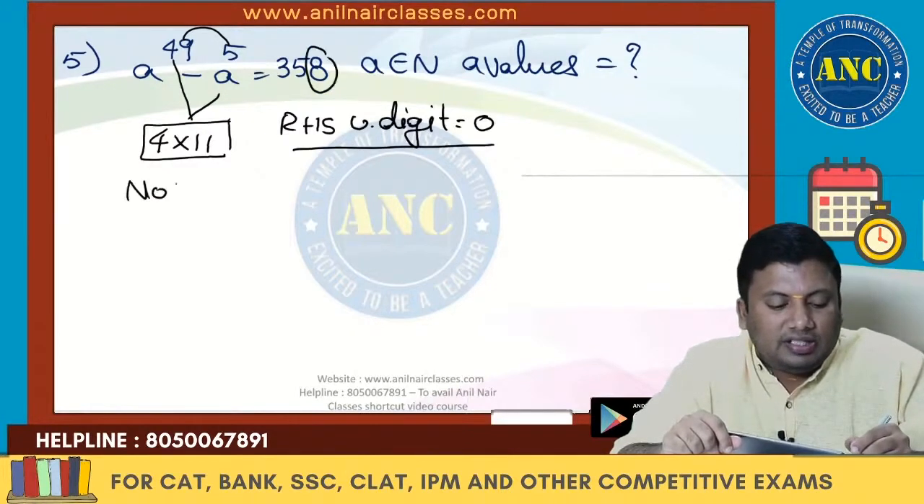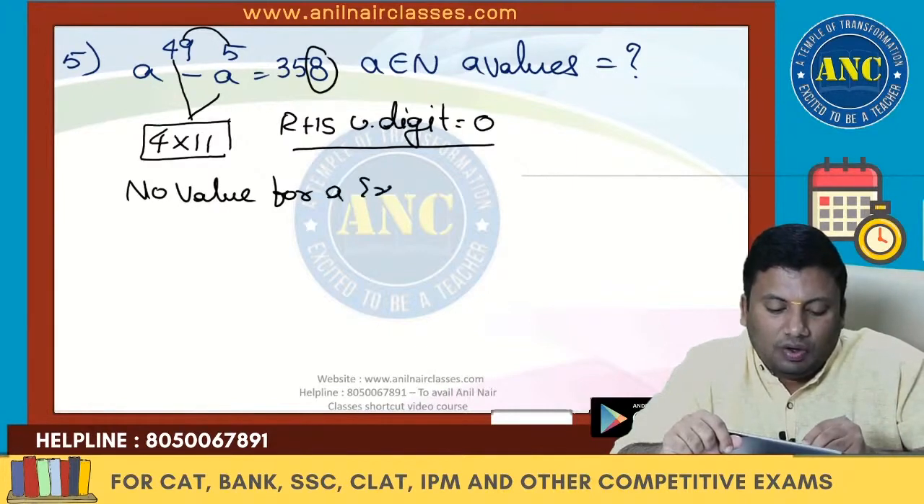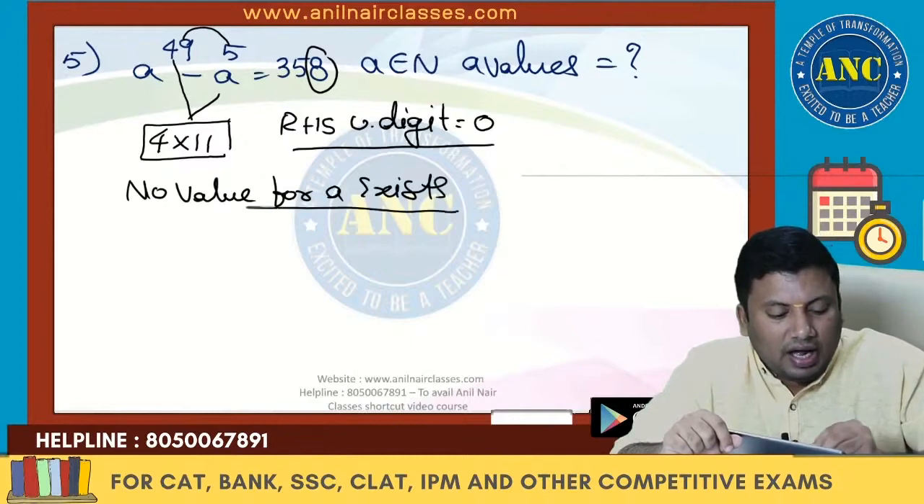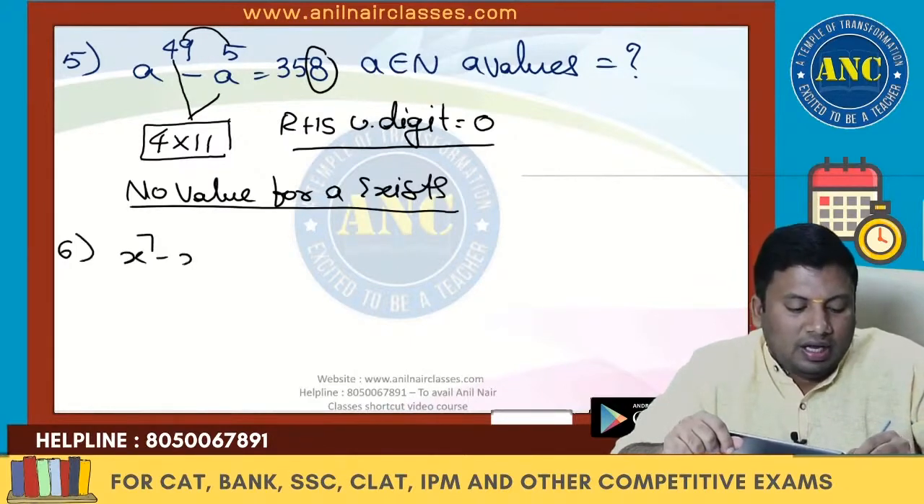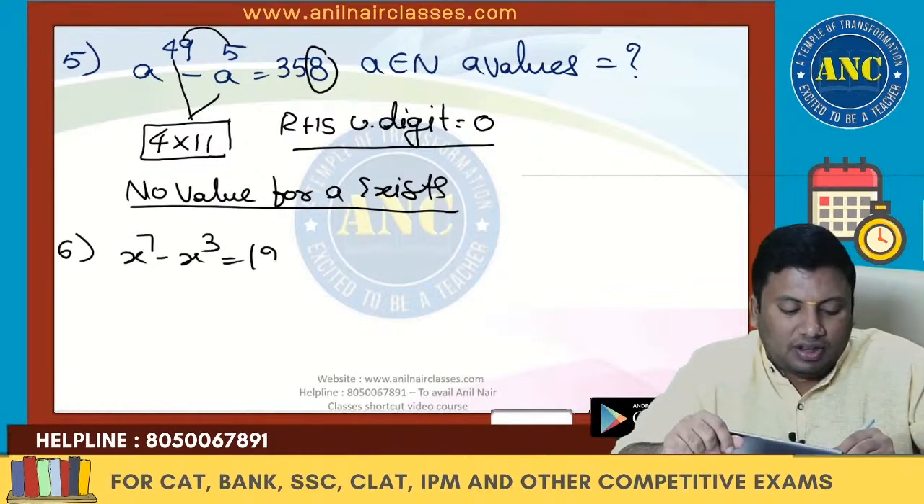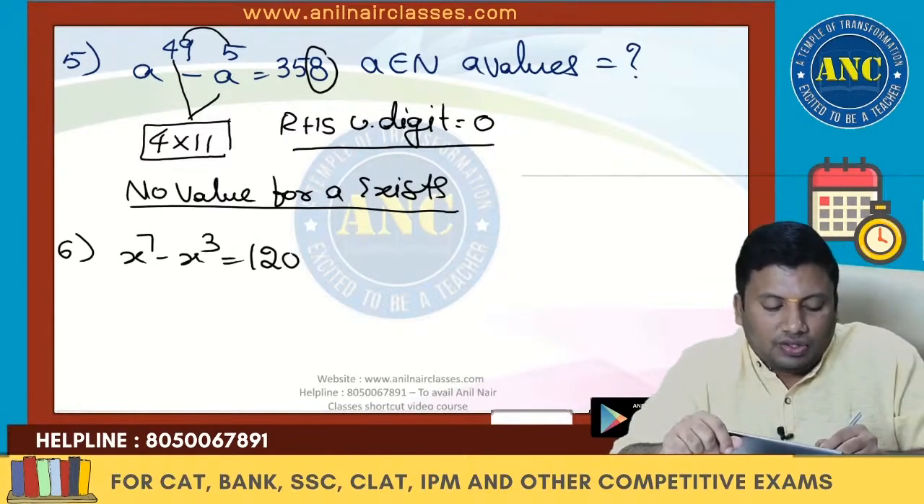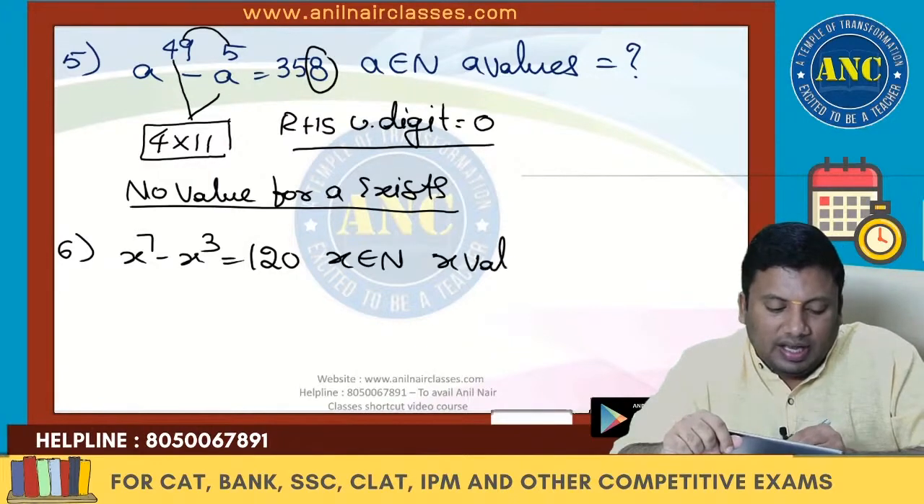So, the answer is nothing but no value for A exists. I hope the idea is clear. Then a smarter student might ask me a question. X power 7 minus x power 3 is 120. If x is a natural number, how many values x can say?